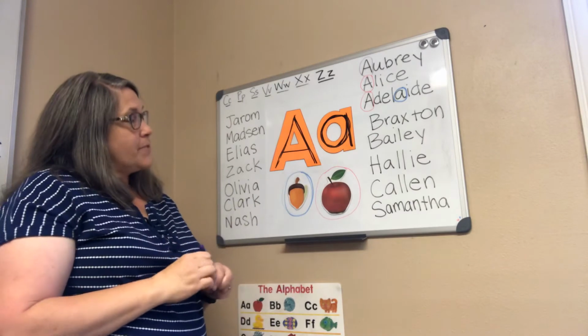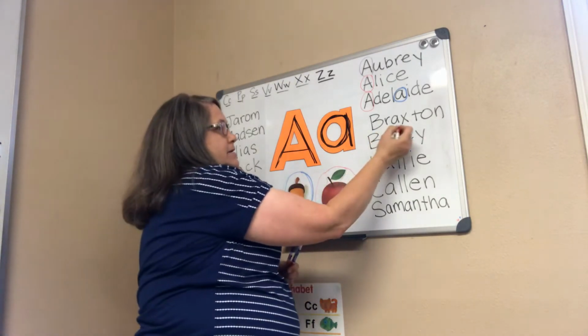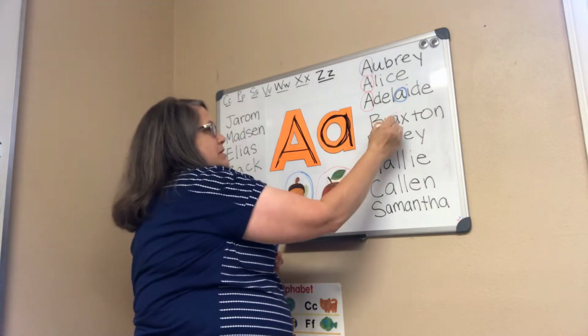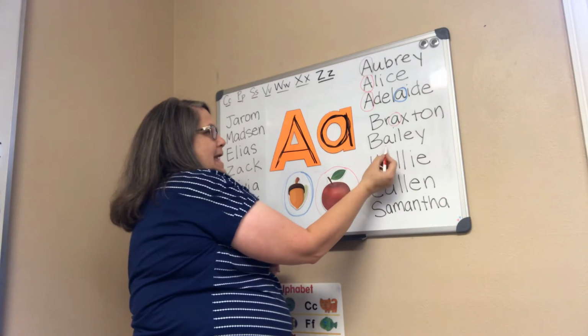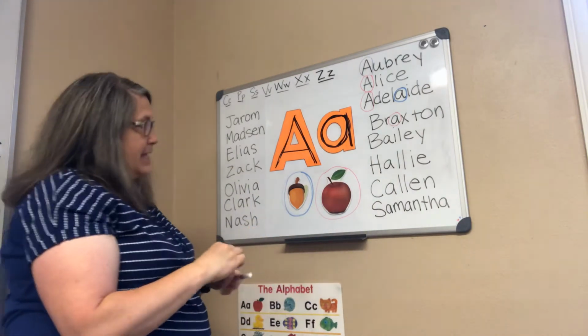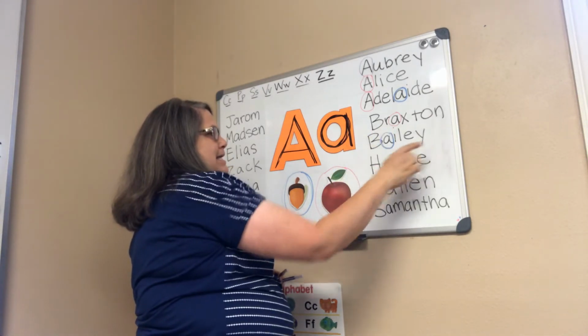The next one is Braxton. Does that say A? Can you see the A in here? Braxton, just like apple, so we're going to circle it in red. How about Bailey? Can you hear the name of A in Bailey? So we're going to use blue, just like the acorn. Bailey.